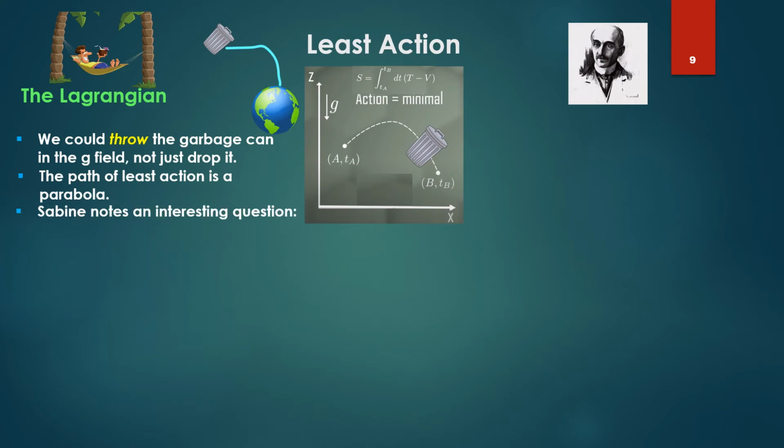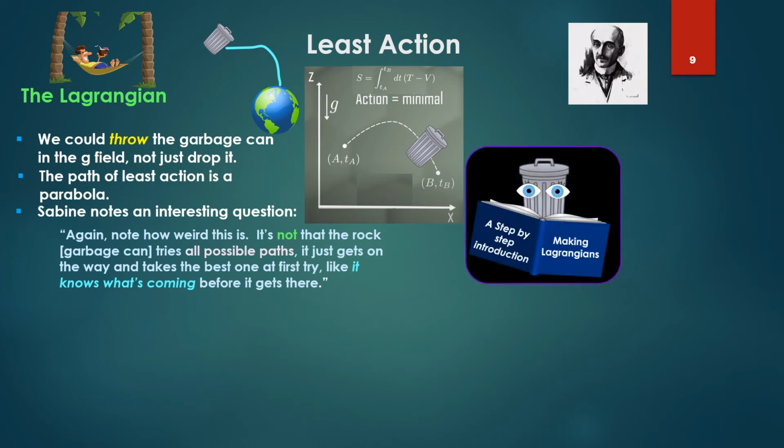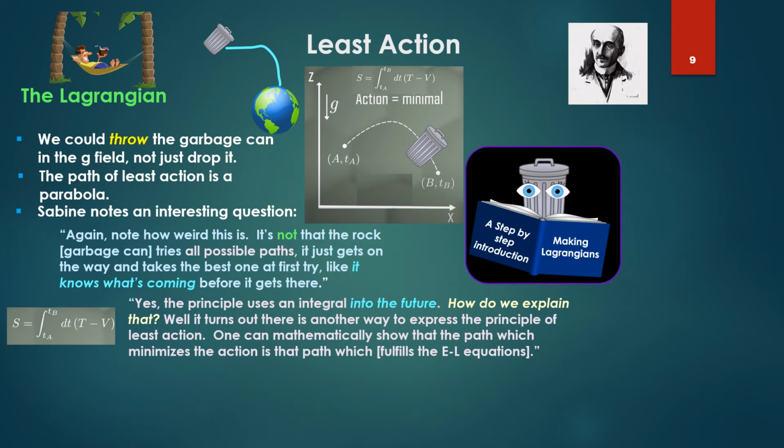Now Sabina notes an interesting question. Again, she says, note how weird this is. It's not that the rock, I use a garbage can, she uses a rock, tries all possible paths. It just gets on the way and takes the best one at first try, like it knows what's coming before it gets there. Like study Lagrangians. And she says, yes, the principle uses an integral into the future. Note that we're integrating to TB, the time point in the future. How do we explain that?